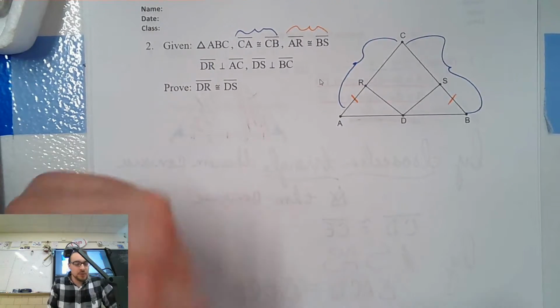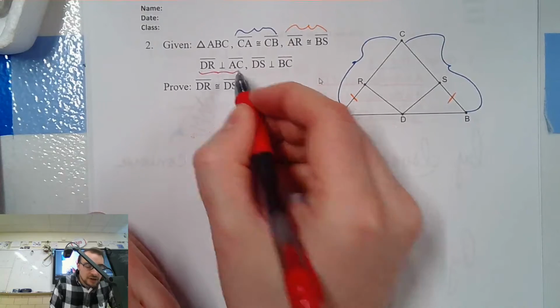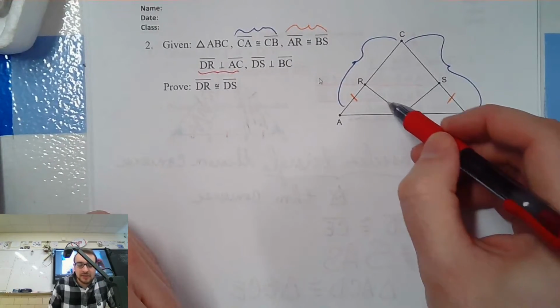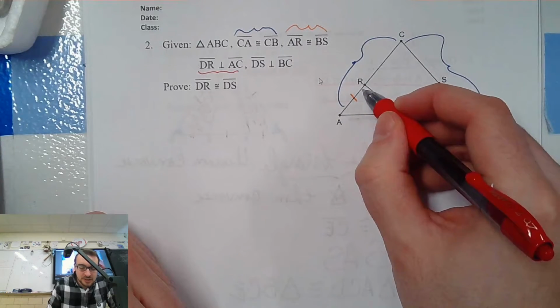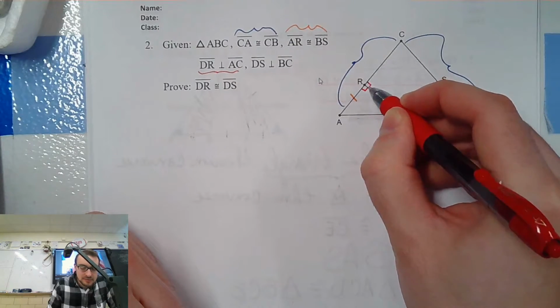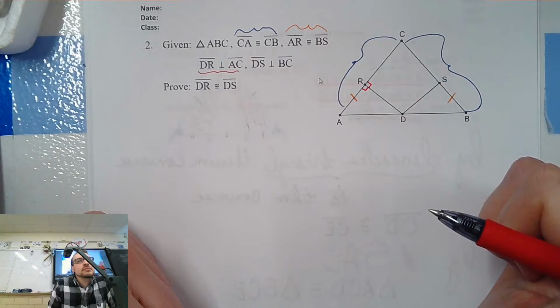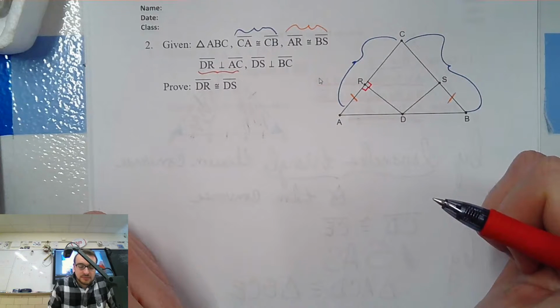We also know we have some perpendicular lines. So DR and AC are perpendicular. Here's DR. Here's AC. So where they intersect is going to hit at 90 degrees. So that's going to be here and here. Wow, this is kind of tricky. Just a lot of stuff.